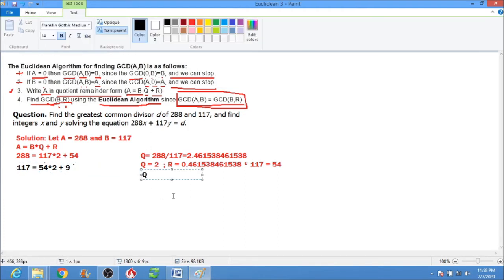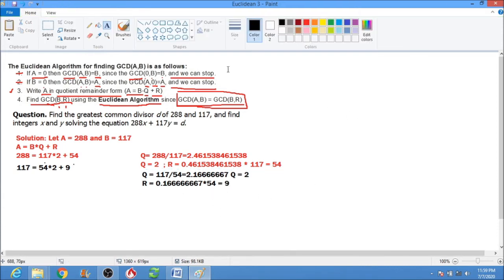So let's solve. The quotient is 117 divided by 54, which is equal to 2.16667. Then solving for R, the quotient Q is equal to 2, and the remainder is 0.166667 times 54, which is equal to 8.9999 or 9. The next, again, your B will become 54 and your remainder is 9.